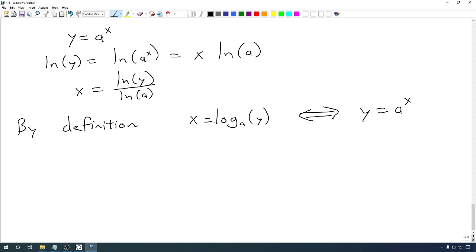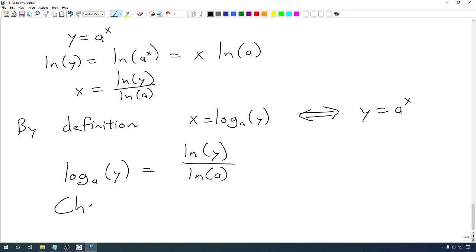So if x is the same x in both of these, because it is the same formula, y equals a to the x, then these two x's have to be equal to each other. Basically, the logarithm base a of y is the same thing as the natural logarithm of y divided by the natural logarithm of a. So we can compute any logarithm we want to any base, as long as that base is positive and not 1, by using this formula. This is called the change of base formula. Because we changed from this base a to a base e.